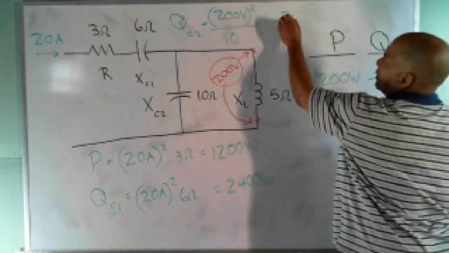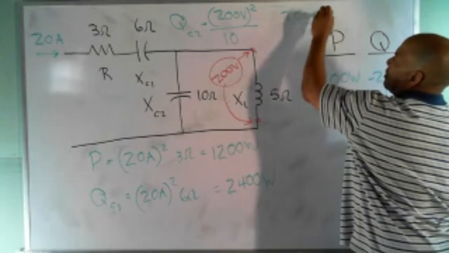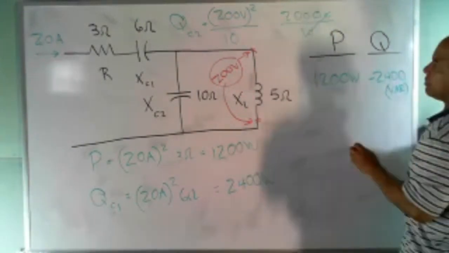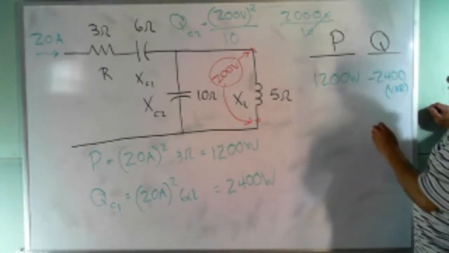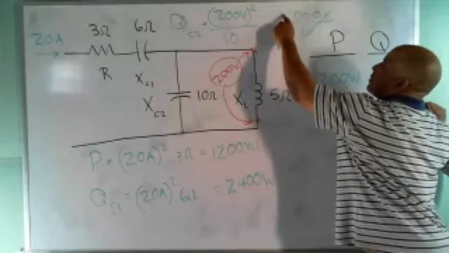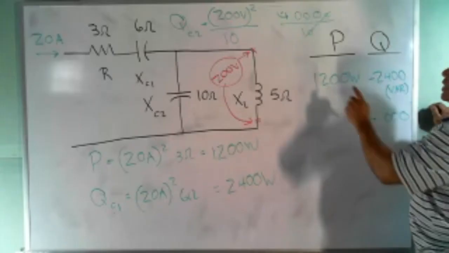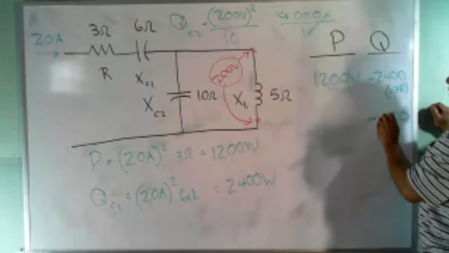Should be divided by 10. 2,000? I think it's 2,000, so I get a negative 2,000. I did. It's 4,000, isn't it? Yeah. Is it 4,000? I think it is, right? Yeah. I think you're right because I got 2 squared.